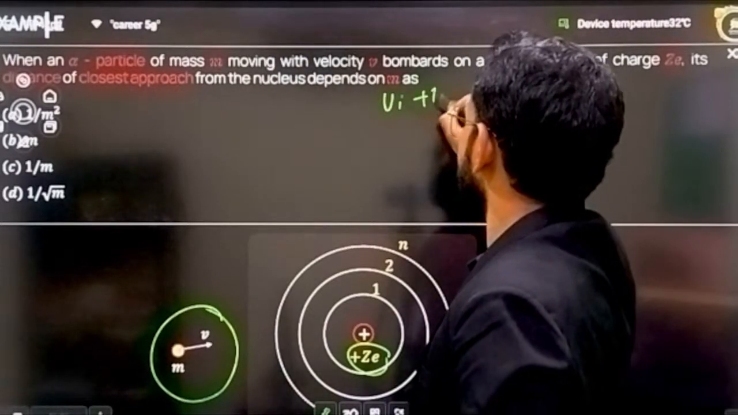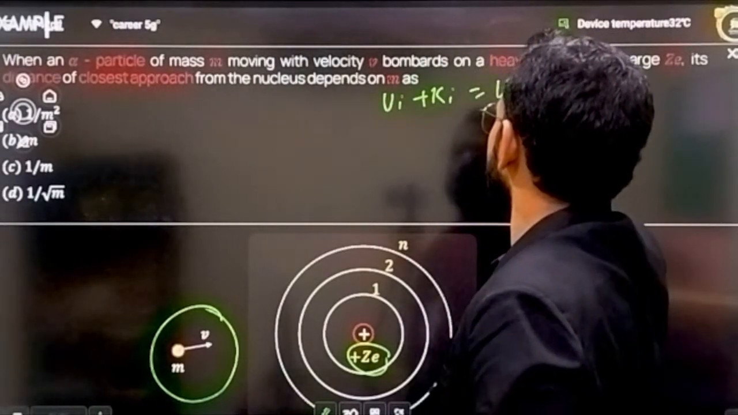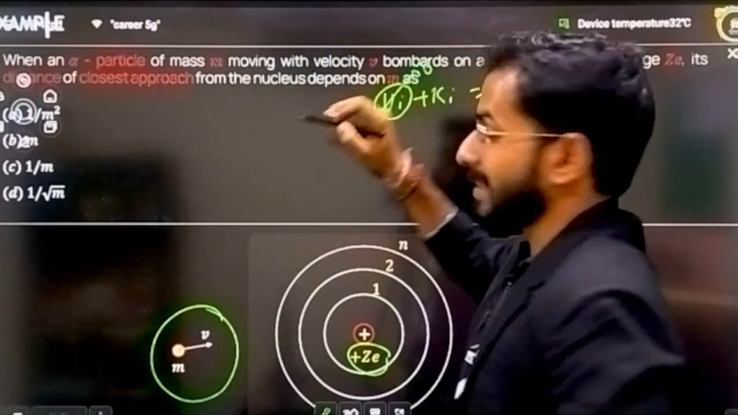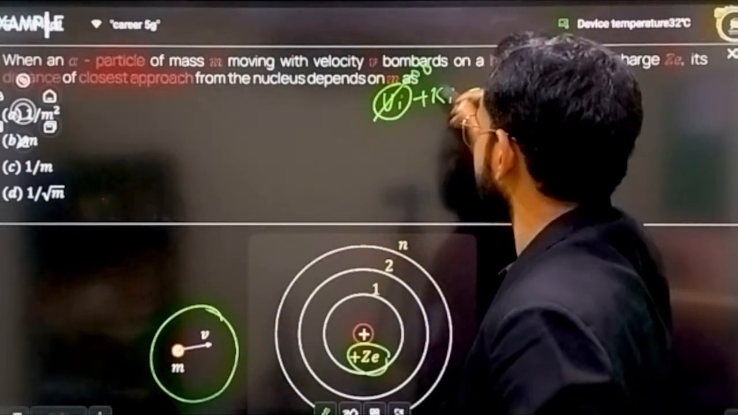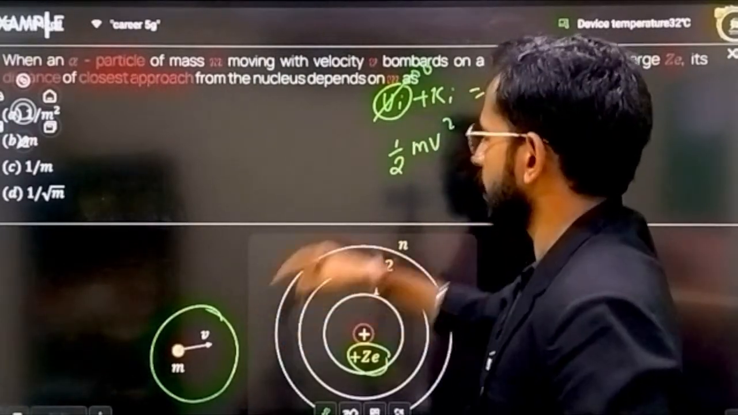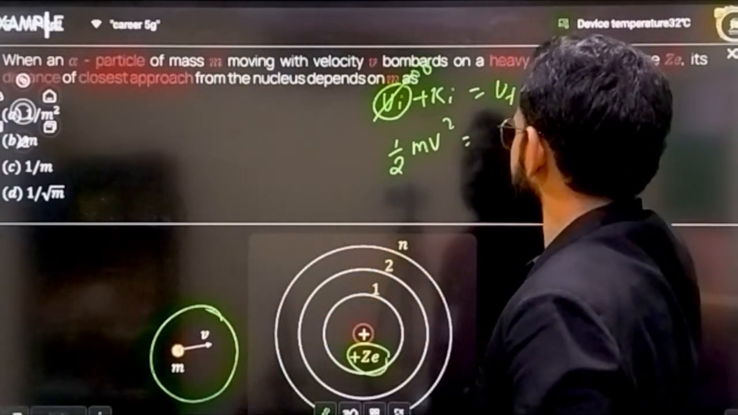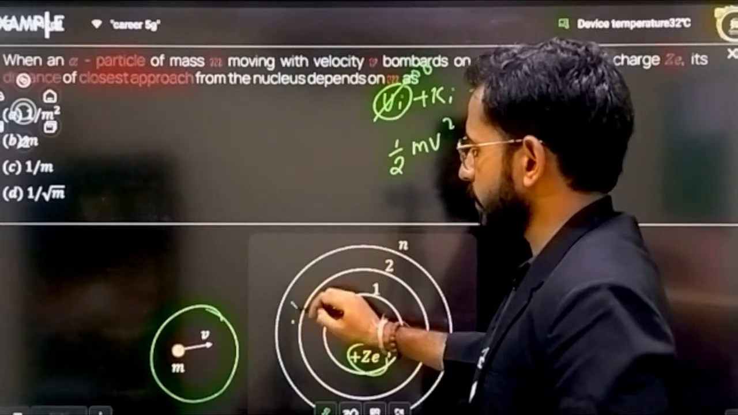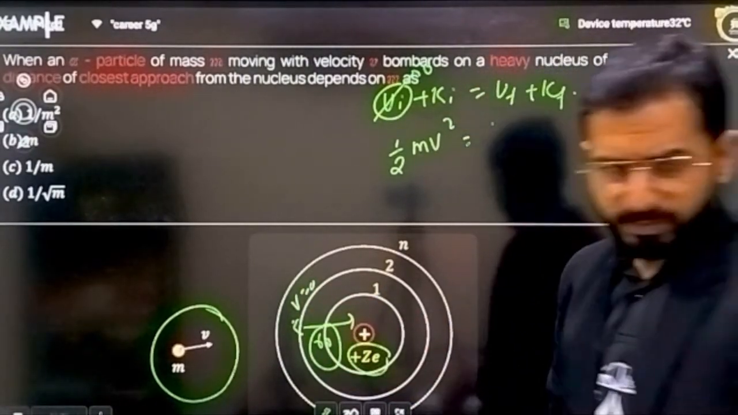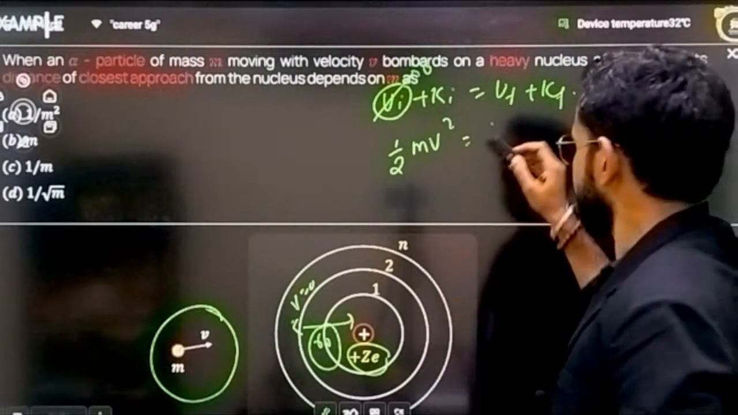Again, you will be going with the same method. U initial plus K initial is equal to U final plus K final. What will be the initial potential energy? I have told you always that it will be zero. Initially, it is at some infinite distance. Initially, kinetic energy half mv square is already given. For final potential energy, at some point its velocity will be zero, and at that point what will be the distance? That is called exactly the distance of closest approach.